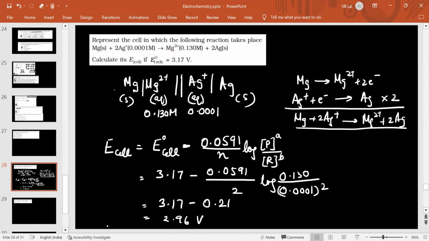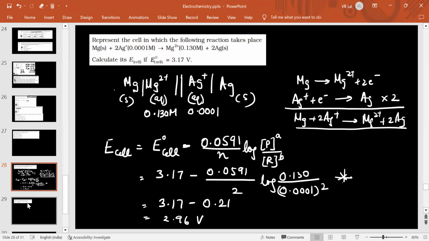Yes, the log values are not given. We can leave it in terms of log itself, yes, miss. If log values are not given, you can just leave it. But sometimes they only ask you to write the Nernst equation for a reaction. They don't want you to do the calculation. So you can just leave it at this level. If the log values are given, then you can do the calculation.